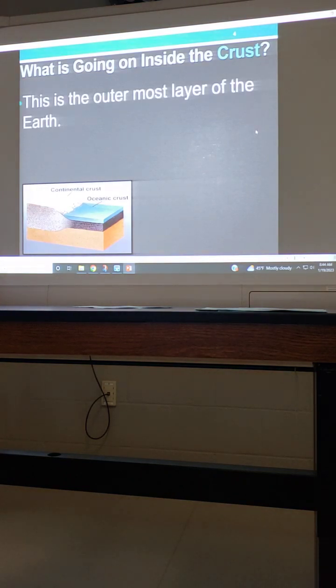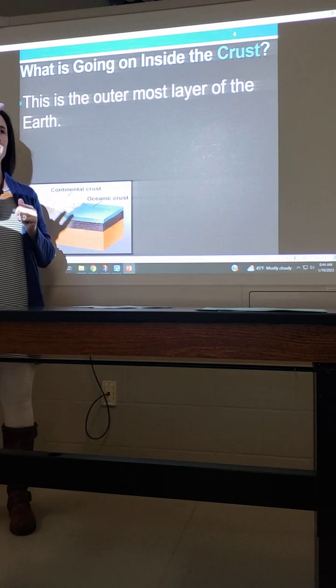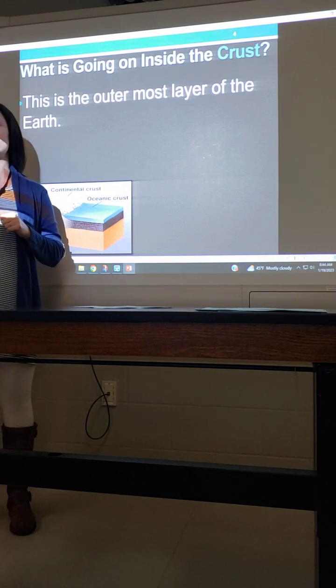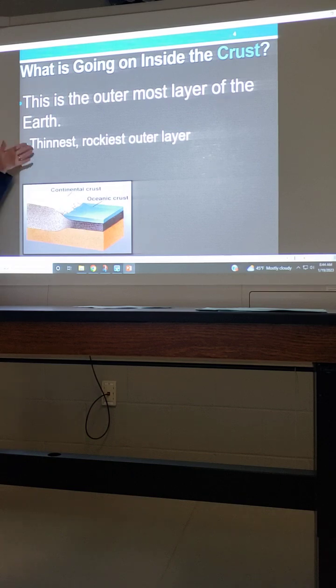Okay, excuse me. So there's three major categories: we have crust, we have mantle, and we have core. We're going to start at the top with our crust, and there's two types. This is the outermost layer of the earth. It is definitely the thinnest, rockiest outer layer.